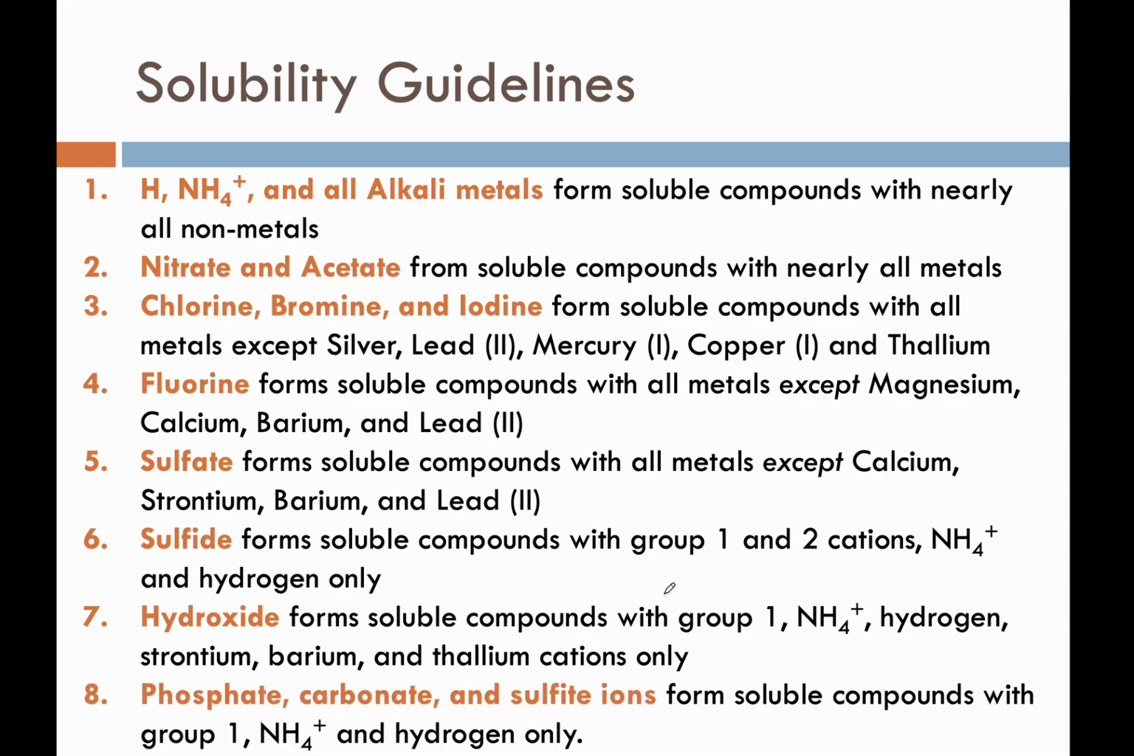And last but not least, phosphate, carbonate, and sulfite ions, so sulfite is SO3, charge of -2. Those form soluble compounds only with group 1, ammonium and hydrogen. Everybody else will be solid. So if you have, say, maybe calcium bonded to carbonate, CaCO3, that's going to be solid. These guys will form solid precipitates with almost everyone except for group 1, ammonium and hydrogen. And that is your solubility guidelines.